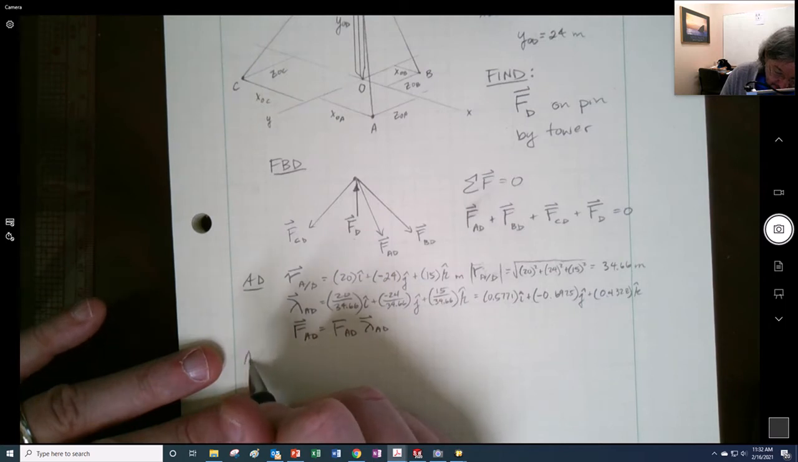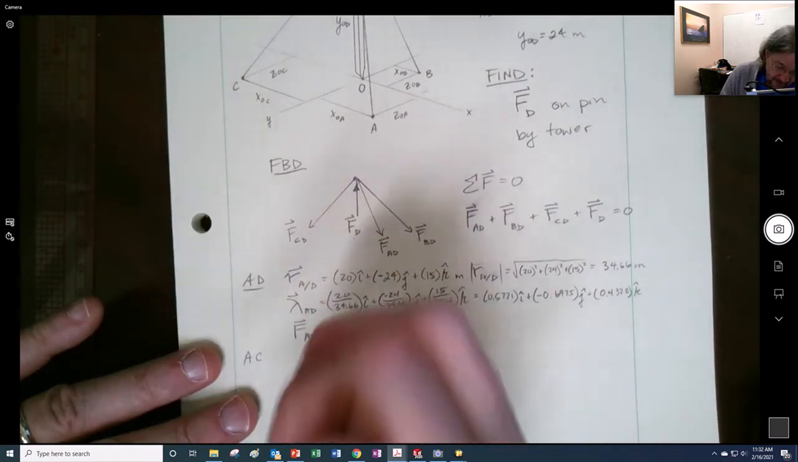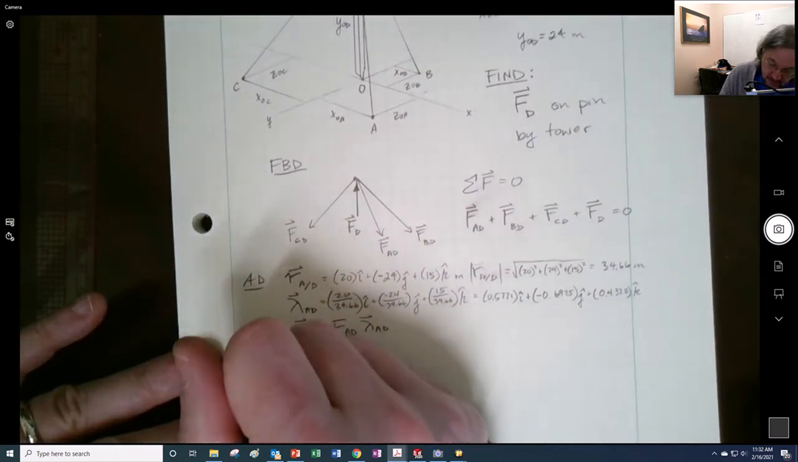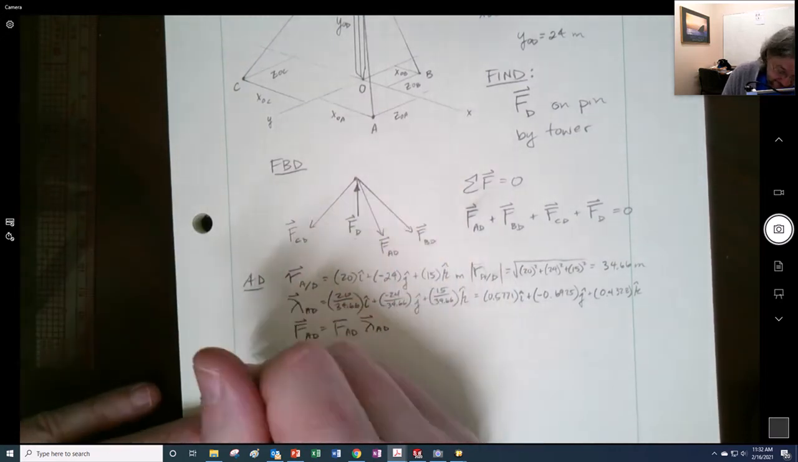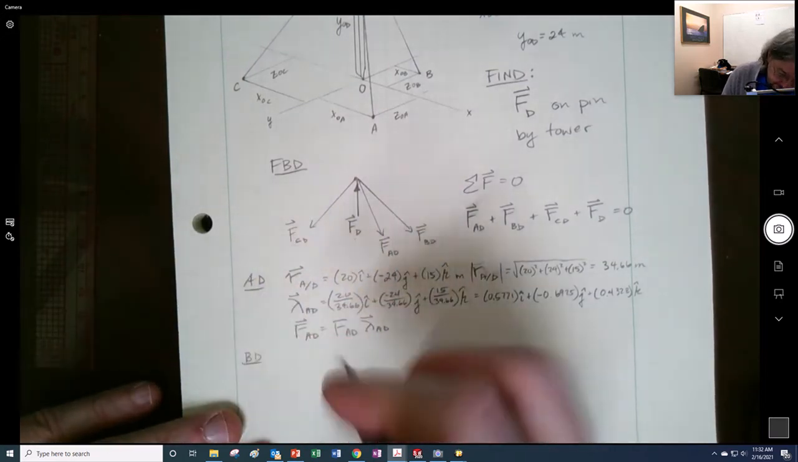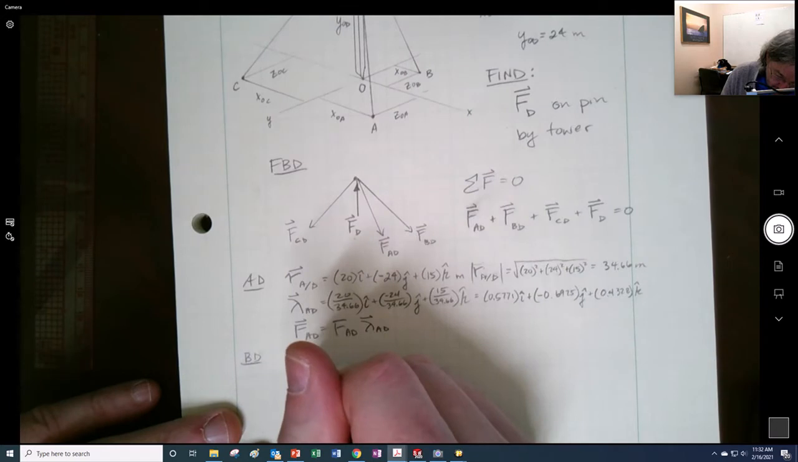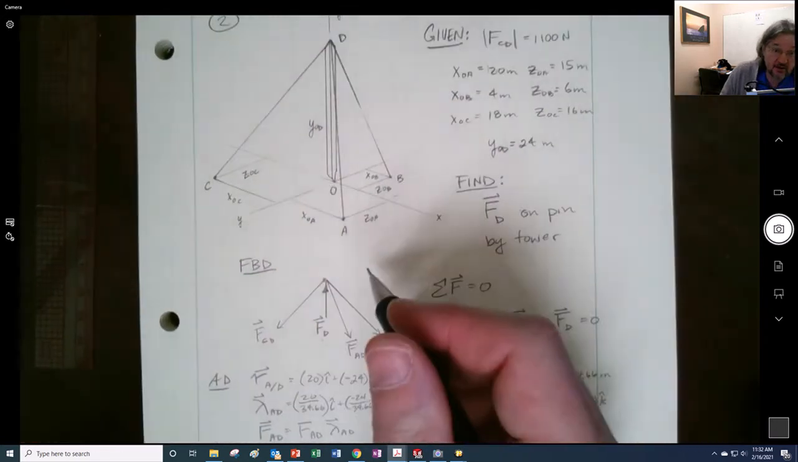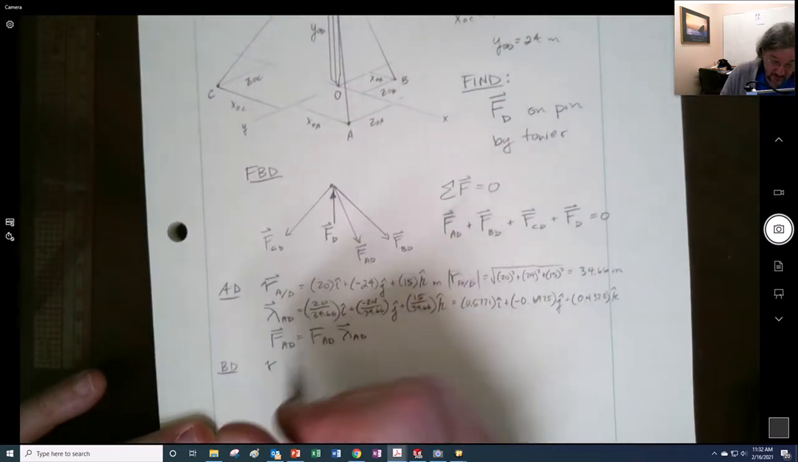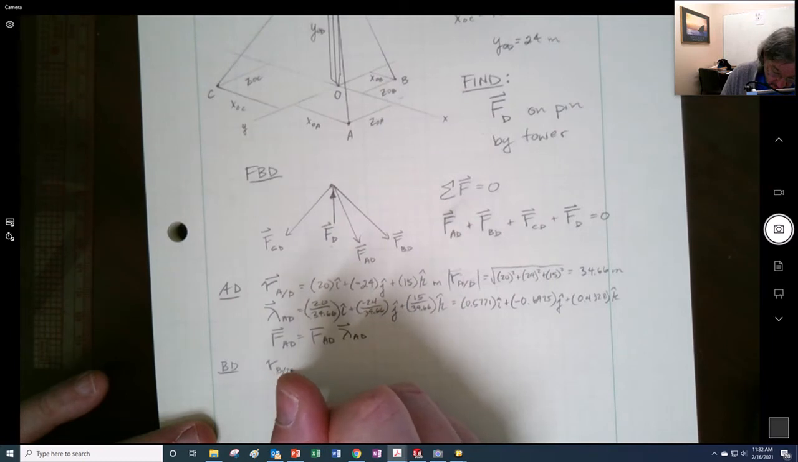Now we go to AC. Do we know this one, or were we given this already? No, okay, not AC. We want BD. So we want to go R, and now it's going to go B with respect to D, right? So B with respect to D.